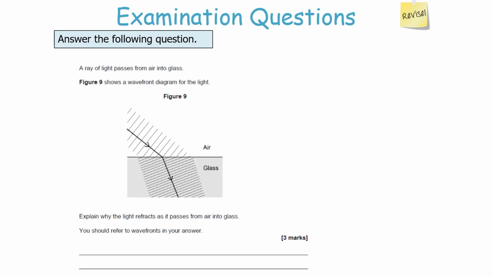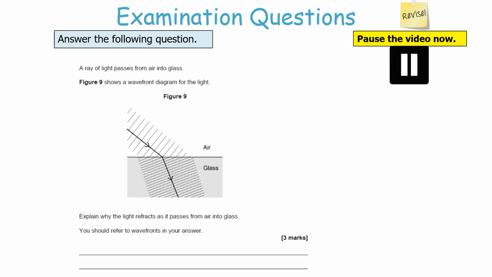So the next question says, a ray of light passes from air into glass. Figure 9 shows a wavefront diagram for the light. Explain why the light refracts as it passes from air into glass. You should refer to wavefronts in your answer. So pause the video now, then unpause the video when you want to go through your answer.